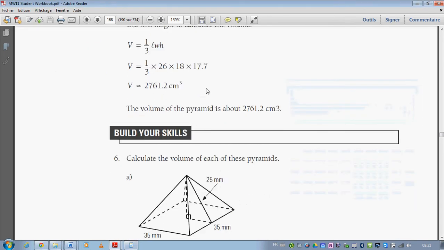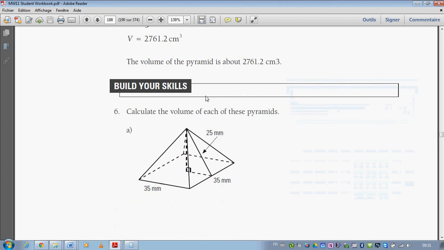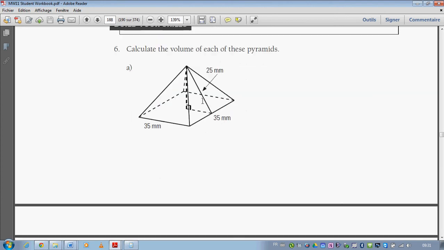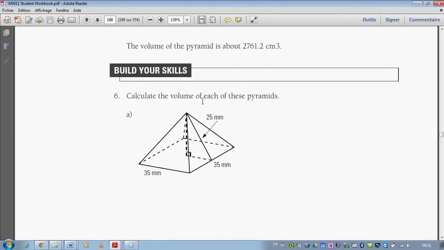Okay. So at this point, you can pause the video and try out the Build Your Skills questions on page 188.